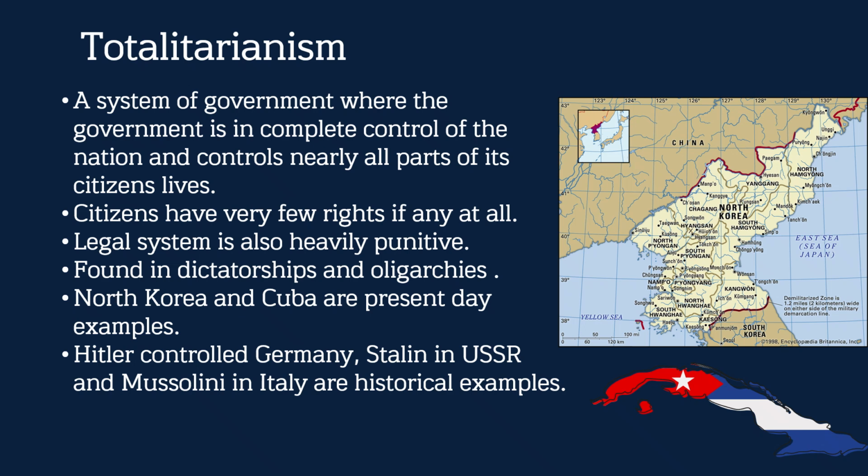Found in dictatorships and oligarchies, totalitarianism is a very broad term. North Korea and Cuba are present examples of totalitarianism. However, Hitler with Nazi Germany, Stalin and the USSR, Mussolini with Italy, these are historical examples of totalitarianism.